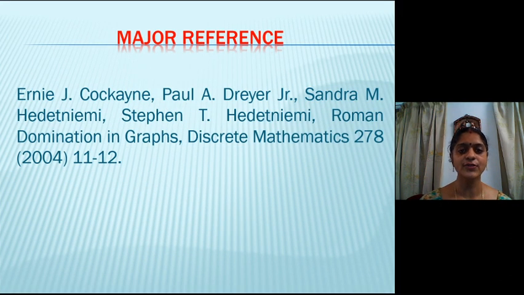The major reference of this concept is a paper by 5 authors, Roman domination in graphs, which was published in Discrete Mathematics in 2004.